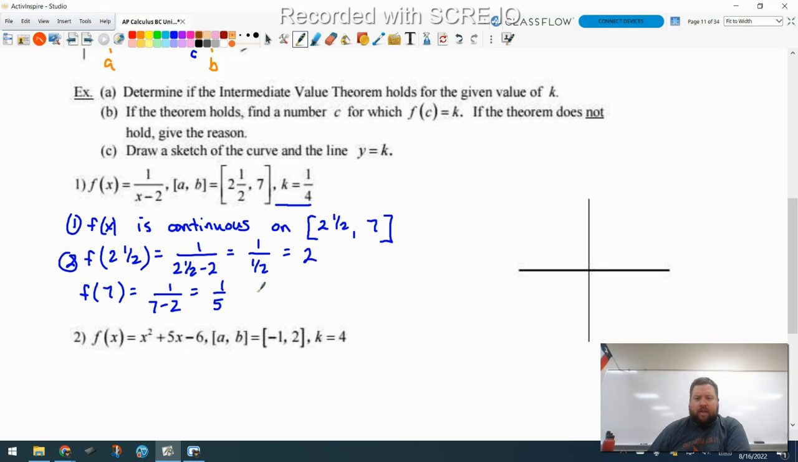So here's how we're going to write our inequality. I'm going to say f of 7, this is the smallest number. F of 7 is equal to 1/5. That is less than or equal to 1/4, which is my k. And that's less than or equal to 2, which is equal to f of 2.5.